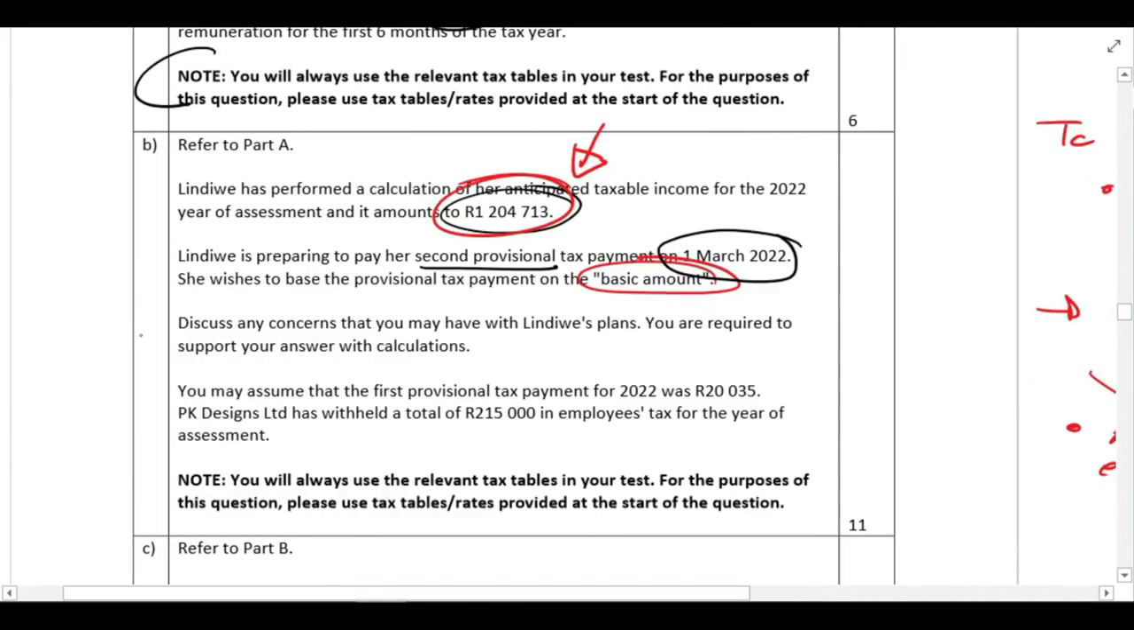Okay, so discuss any concerns that you may have with Lindiwe's plans. You are required to support your answer with calculations. You may assume that the first provisional was 20,035 and that there was 215,000 withheld in terms of provisional employee tax. So let's quickly talk about it. What are my concerns?